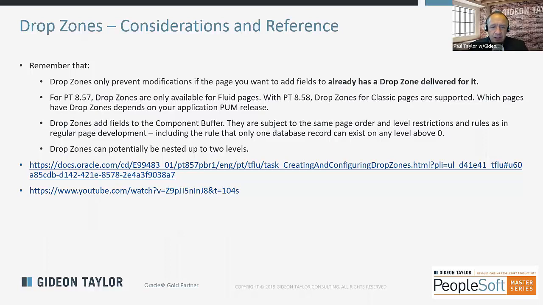Another one: do you recommend creating a custom table when adding fields to a drop zone instead of customizing the delivered record? Yes. You should create a custom table with the same keys as the record that you are trying to add the fields to. That way you'll store the same key structure, and you'll be able to create a query that treats those as sibling records.